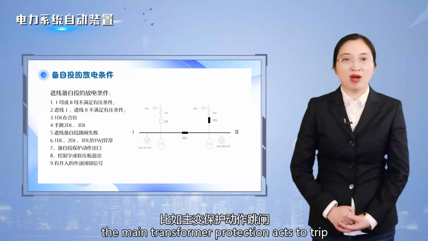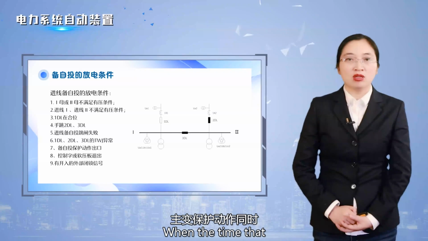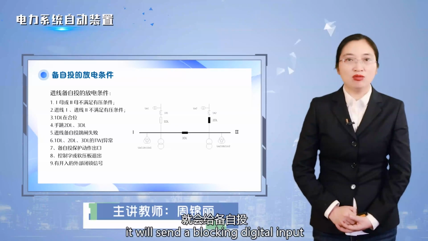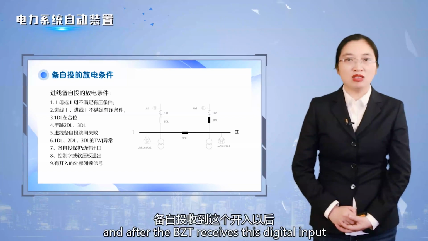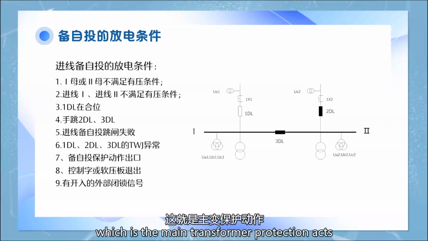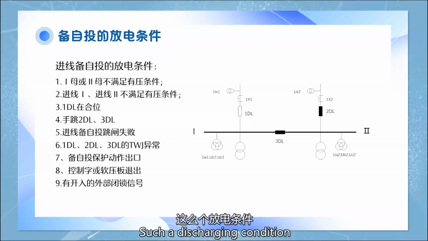For example, the main transformer protection acts to trip. At the time that the main transformer protection acts, it will send a blocking digital input to the BZT. And after the BZT receives this digital input, it will automatically discharge, which is the main transformer protection acting to block the BZT, such a discharging condition.